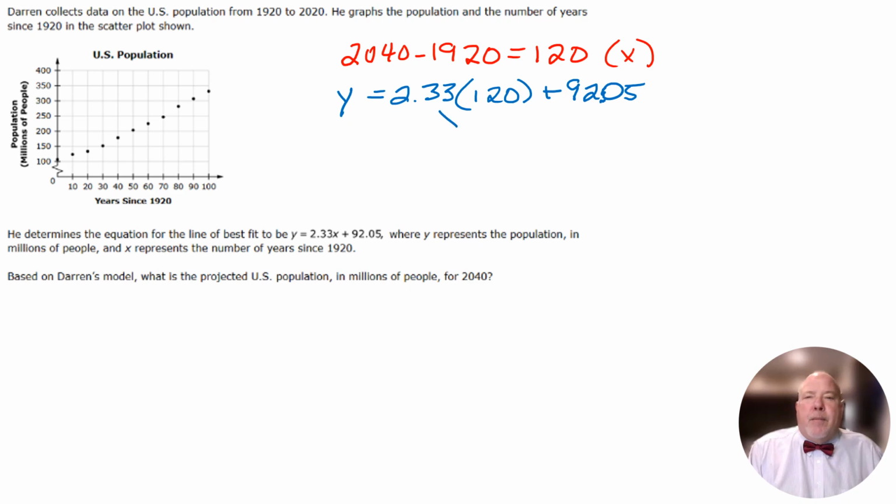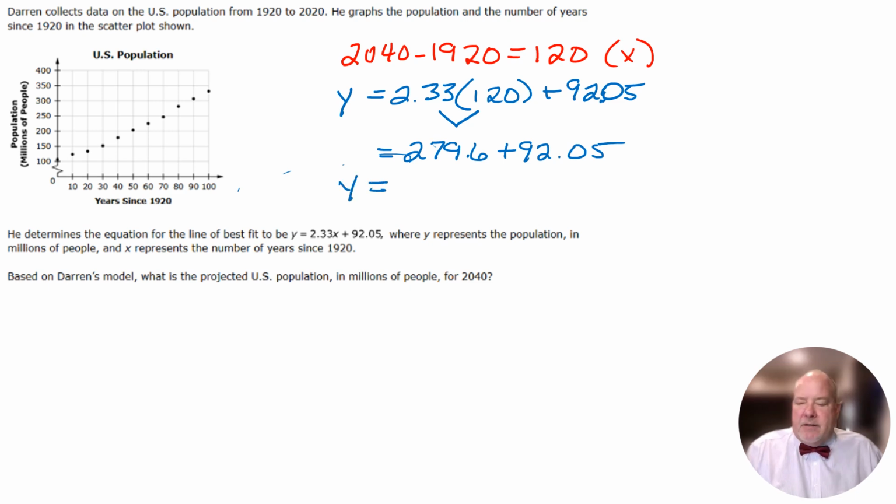So now we're going to multiply these together. So 2.33 times 120 gives me 279.6. And then plus the 92.05. Add those together and we'll get our final answer. I have a cheat sheet down here. That's what I'm looking at. 371.65. And that's your answer.